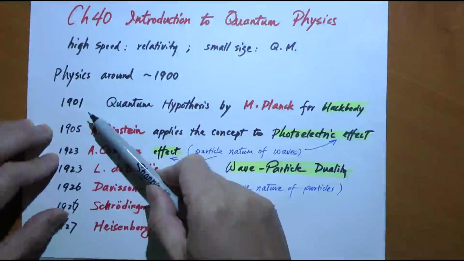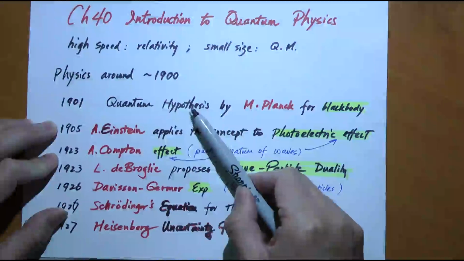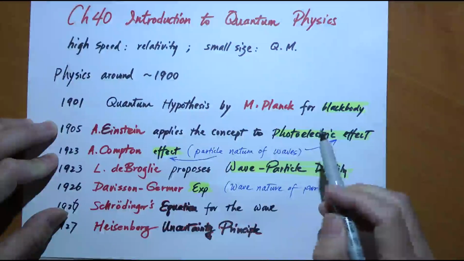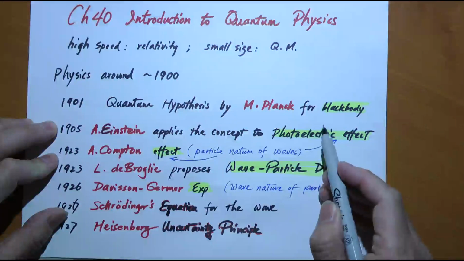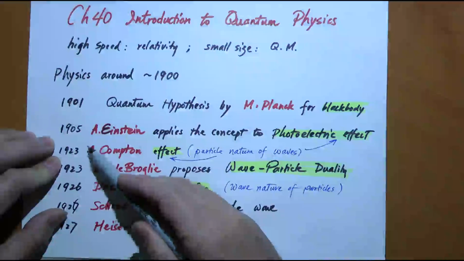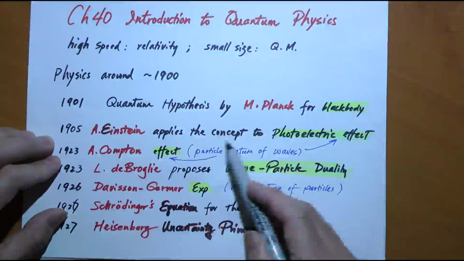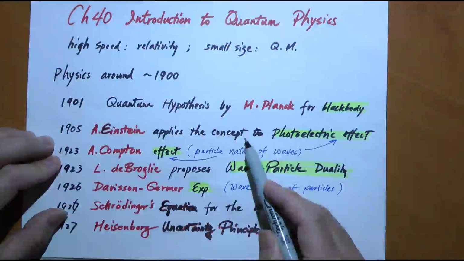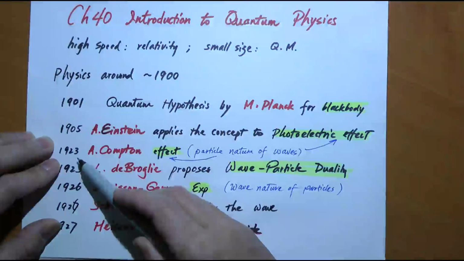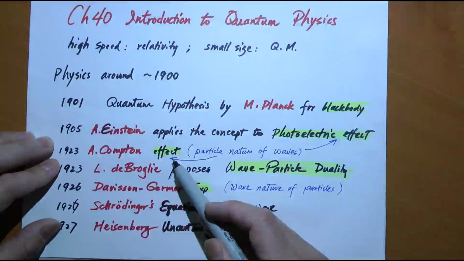In 1901, Max Planck made the so-called quantum hypothesis, as we'll see in our next example. This was done in order to understand the strange behavior of what's so-called black body radiation. In 1905, Albert Einstein, the same Einstein, applied the concept of quantum hypothesis to photoelectric effect, which we'll also study. 1923, Arthur Compton studied the so-called Compton effect.